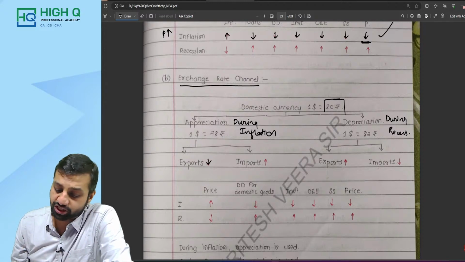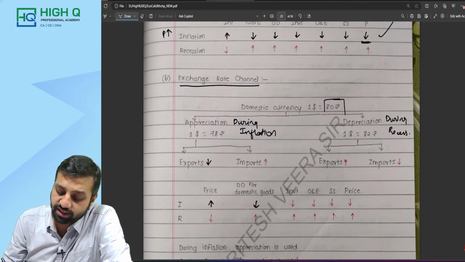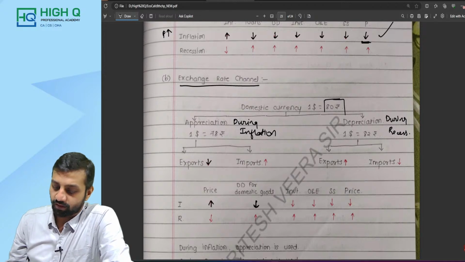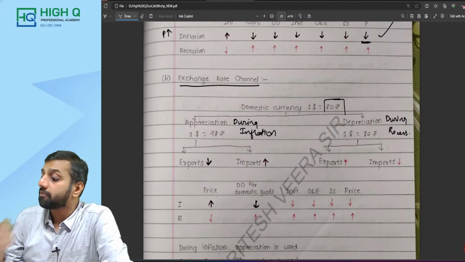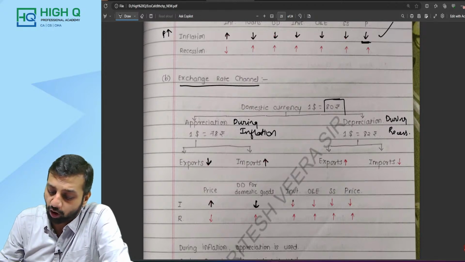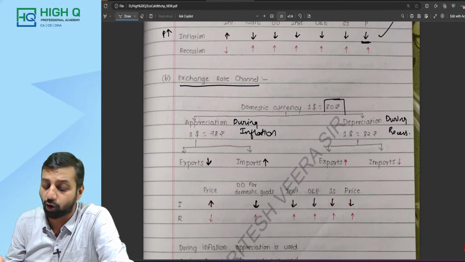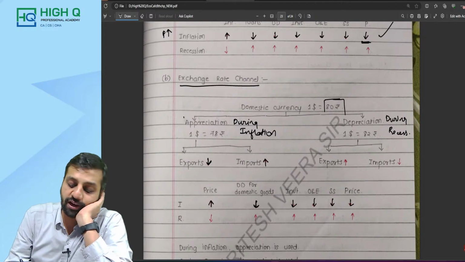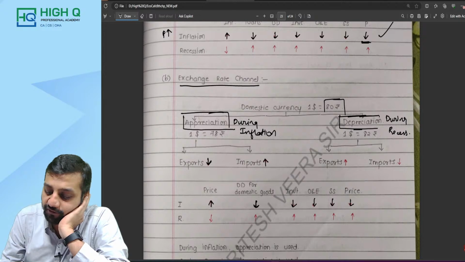So during the time of inflation, the prices are high. Therefore, demand for domestic goods is less. So if we appreciate our currency, we will reduce our exports and increase our imports, because now imports have become cheaper. So if the demand for domestic goods falls, investment will fall, output and employment will fall, money supply will fall, and prices will also fall for domestic goods. So basically during the time of inflation, use the policy of appreciation. During the time of recession, use the policy of depreciation.